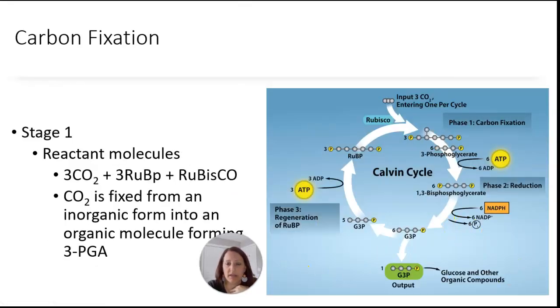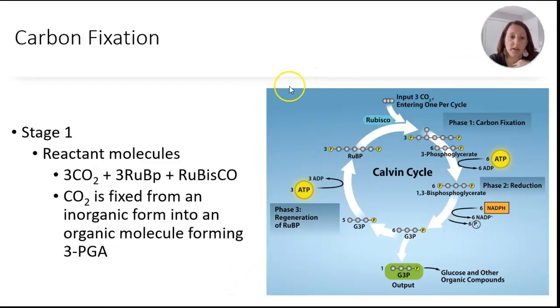Okay, so let me move my camera here. And so we're going to go through these steps really just briefly. So stage 1, okay, again, we're in the stroma of the chloroplast. And this is what happens during stage 1. So the reactant molecules include carbon dioxide. So up here at the top of this Calvin cycle, we've got an input of 3 carbon dioxides, entering 1 per cycle.